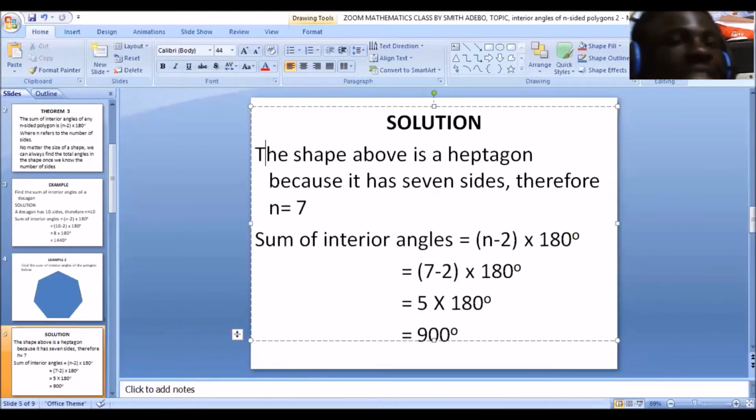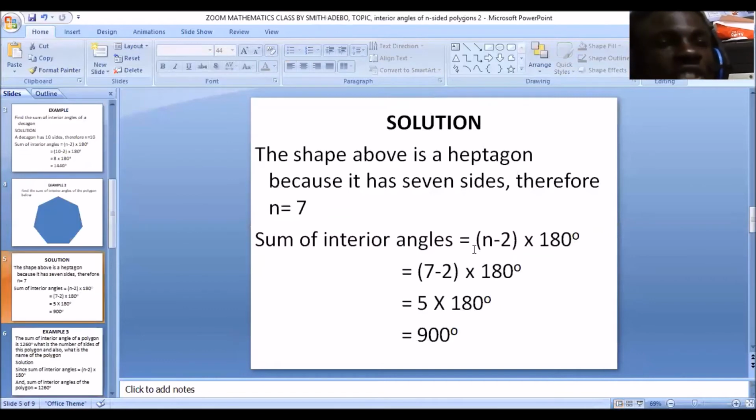Now, 900 degrees is equal to what? The sum of interior angles of this polygon. It means a heptagon, any polygon with 7 sides, no matter how it is drawn, has 900 degrees as its total sum of interior angles. Now, sum of interior angles, what does it mean? It means if you add up all the angles in this polygon, it will give you 900 degrees. So the sum of interior angles of a heptagon is 900 degrees.